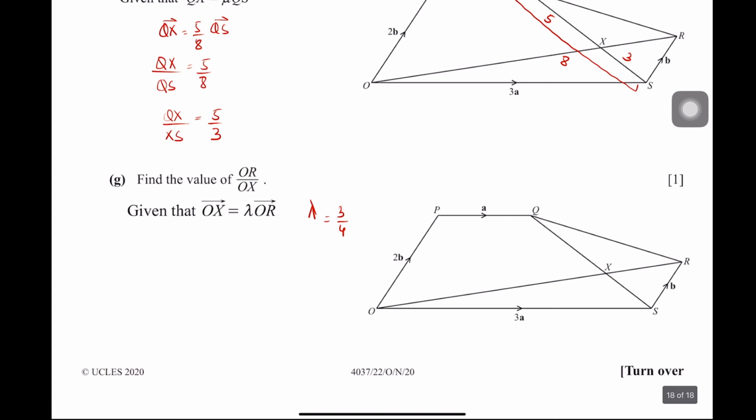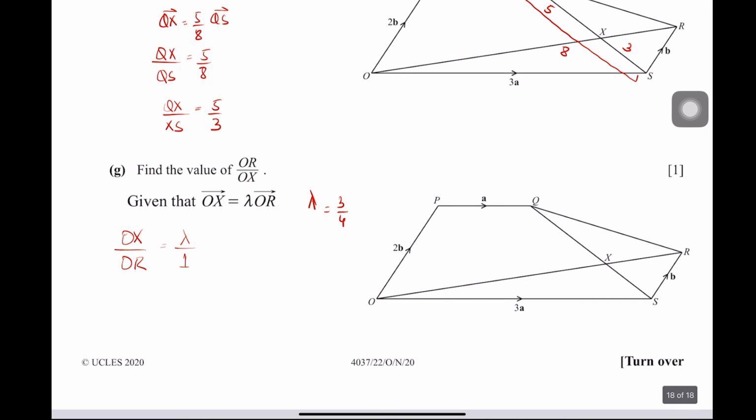Okay, now first of all, let's do one thing, let's find out what is OX over OR. So OX over OR is going to be what? Is going to be lambda over 1 or just lambda. Okay? But the thing is, that's not what the question wants. What the question wants is OR upon OX.